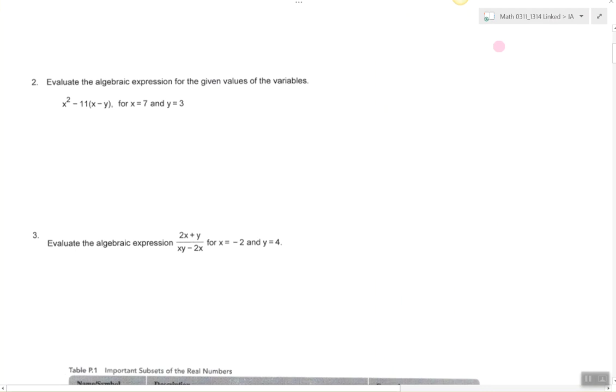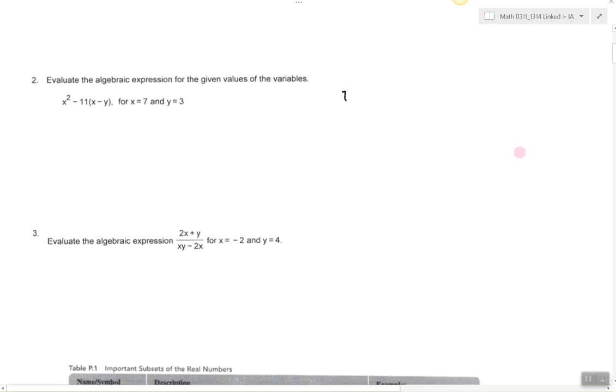All right. The next thing we're going to do is evaluate another expression. This one is x squared minus 11 times the quantity x minus y. I have two different variables. In the place of x, I will put 7. Open parentheses, 7 squared minus 11. Open parentheses, 7 minus 3.